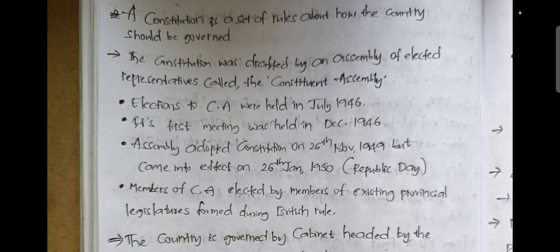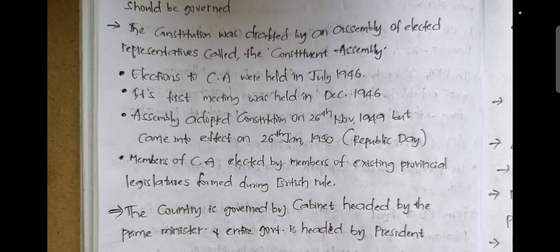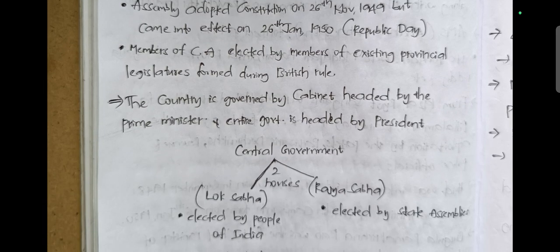Members of the Constituent Assembly were elected by members of existing provincial legislatures formed during British rule. The country is governed by a cabinet headed by the Prime Minister, and the entire government is headed by the President, who is known as the first citizen of the country.